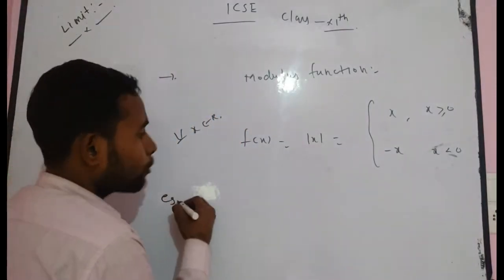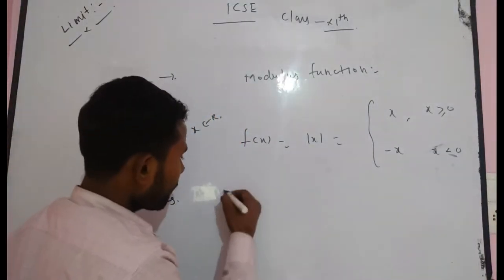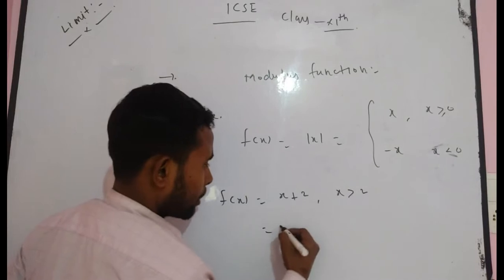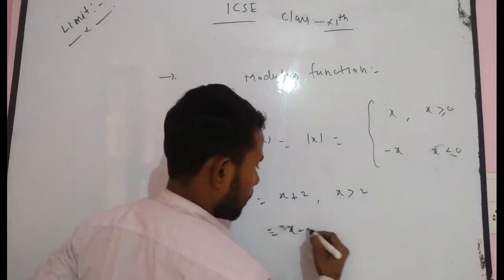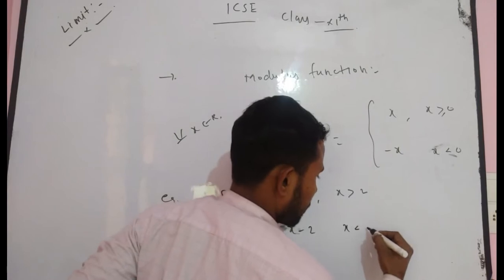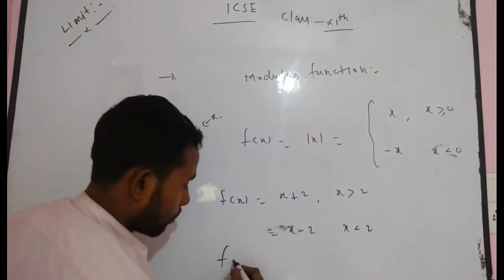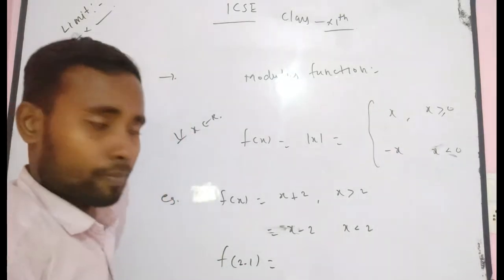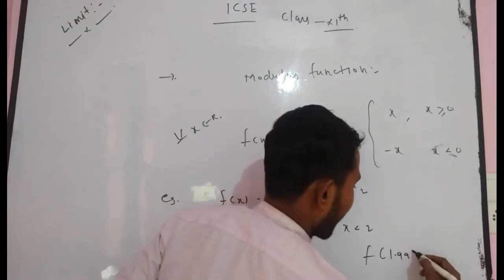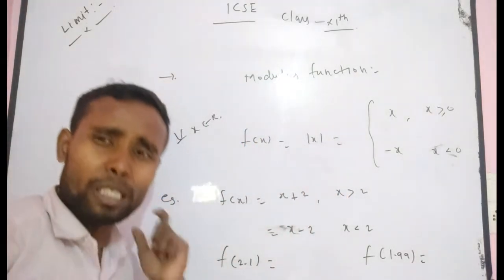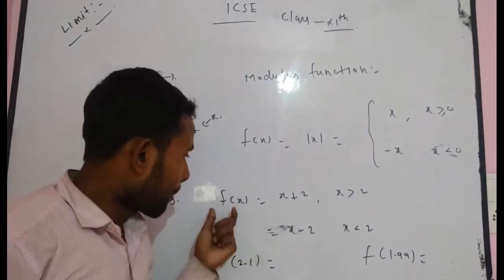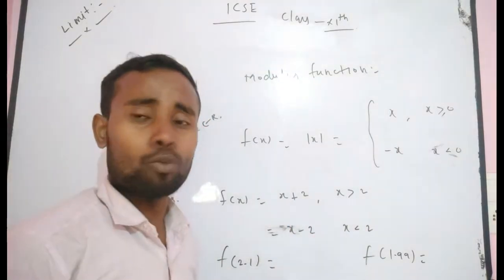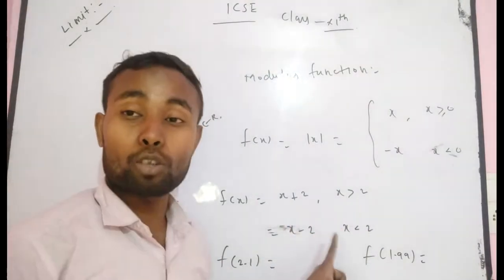Now, suppose I want to give you a simple problem. f(x) is equal to x plus 2 when x is greater than 2. f(x) is equal to x minus 2 when x is less than 2. Now find f(2.1) and f(1.99). How can you solve this problem? f(x) is split into two functions for different cases. When x is greater than 2, f(x) is equal to x plus 2. When x is less than 2, f(x) is equal to x minus 2.